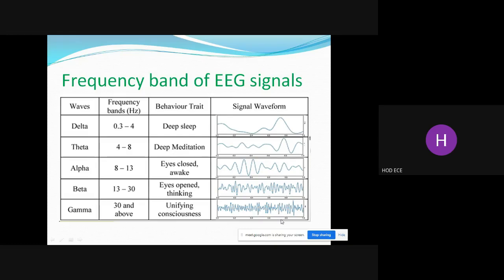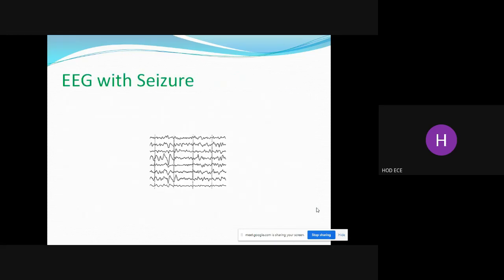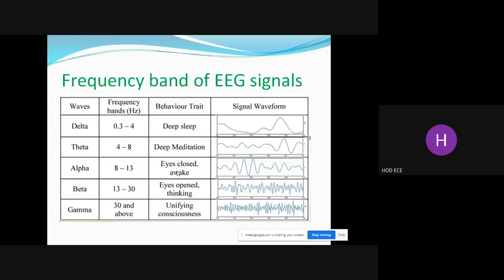By observing the abnormalities, the changes in this EEG, we can find various abnormalities in the patient. For example, this is how to identify the EEG with seizures. Epileptic seizures are found in many patients. To identify epileptic seizures, we have this type of analysis.